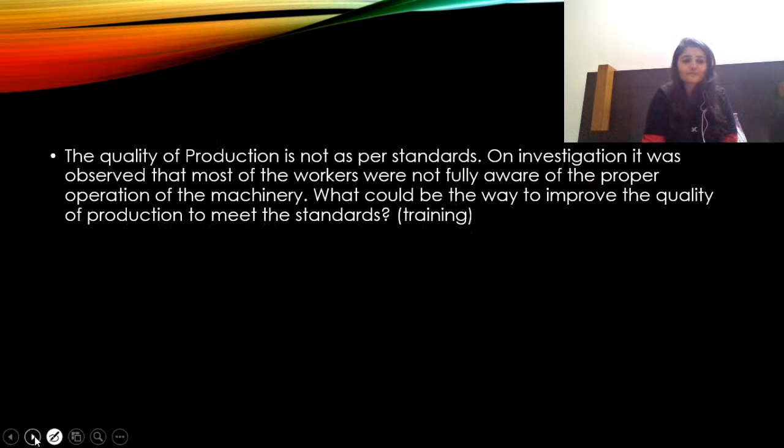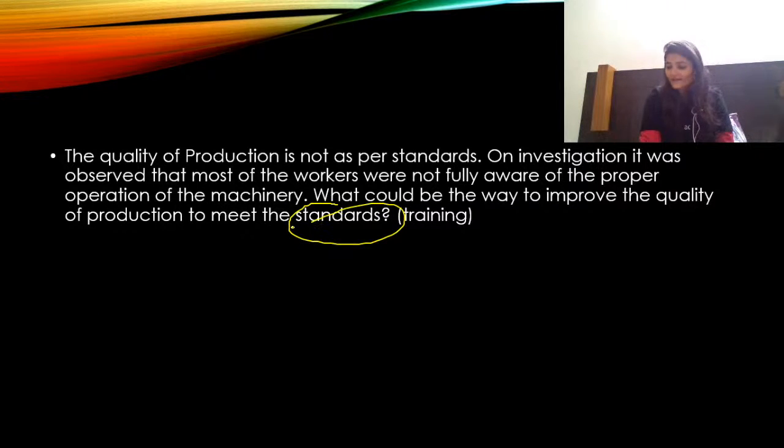Okay, so the quality of production is not as per standard. On investigation, it was observed that most of the workers were not fully aware of the proper operation of the machinery. What could be the way to improve the quality of production to meet the standard? Okay, is it clear? Yes.